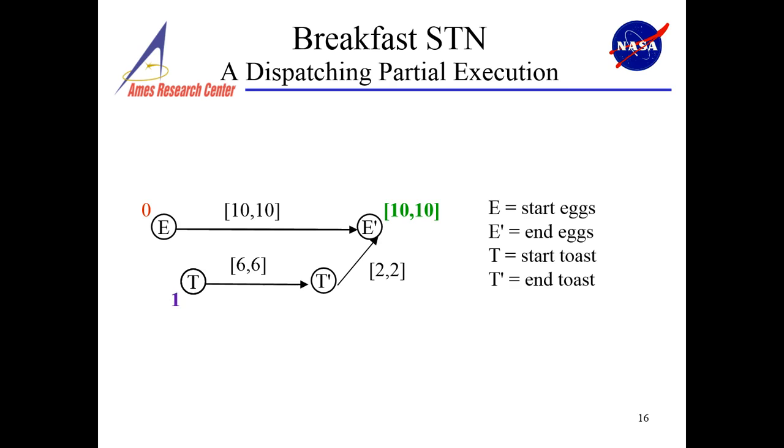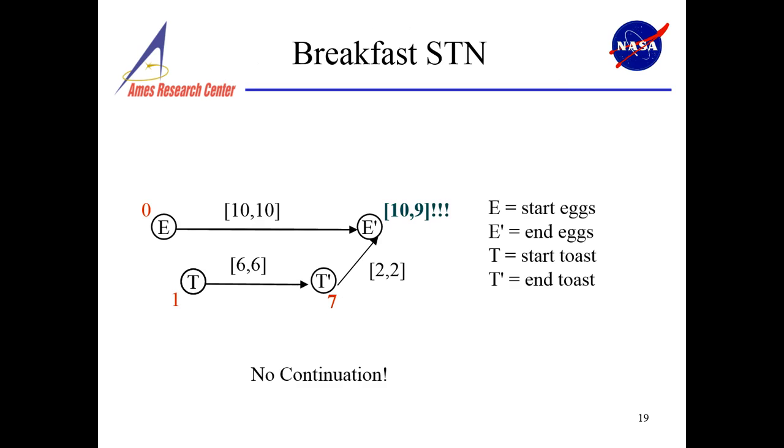Then there's nothing stopping us from executing the T at time 1. This is still a dispatching execution. Again, we propagate, we get this, and let's say we execute that at time 7 and propagate, but now the lower bound here is bigger than the upper bound here, so you can see that there's no way we can continue this dispatching execution in order to execute E prime in a way that satisfies the requirements.